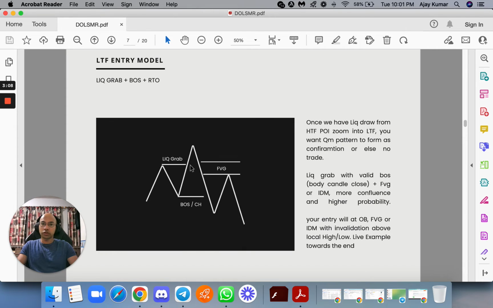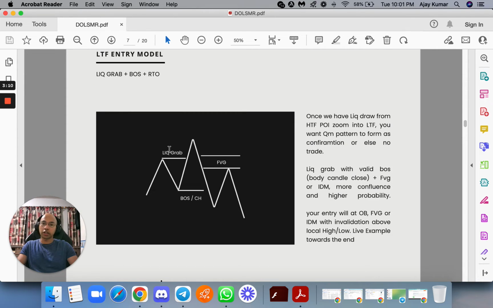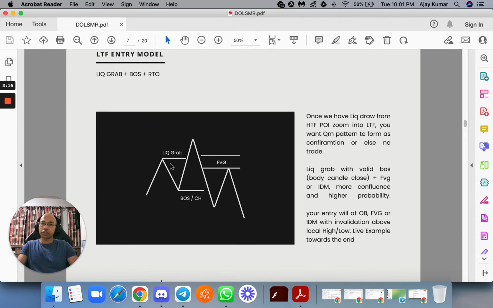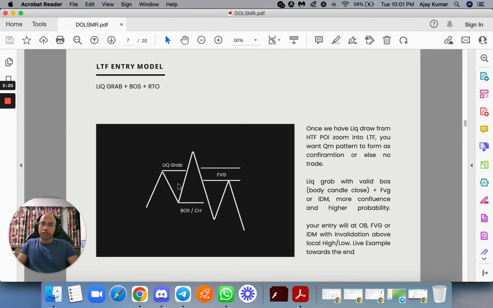So basically, once we reach the higher time frame imbalance or the higher time frame liquidity pool, we will start looking for our reversal, and the reversal would be confirmed like this. The reversal could be done in two ways. One way is this Quasimodo pattern, which is on the lower time frame.